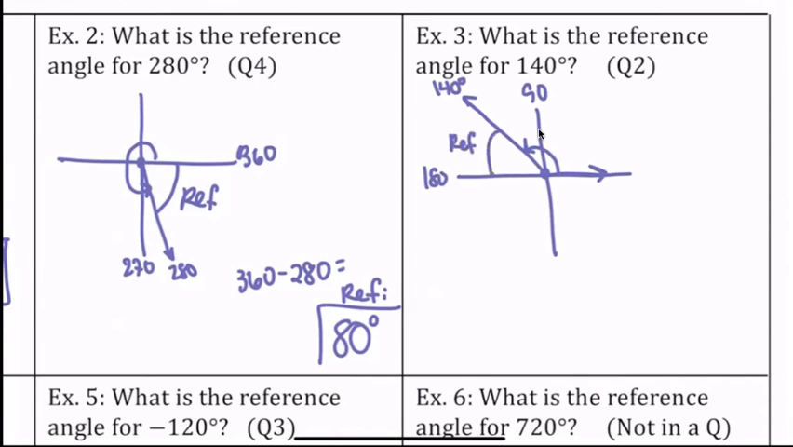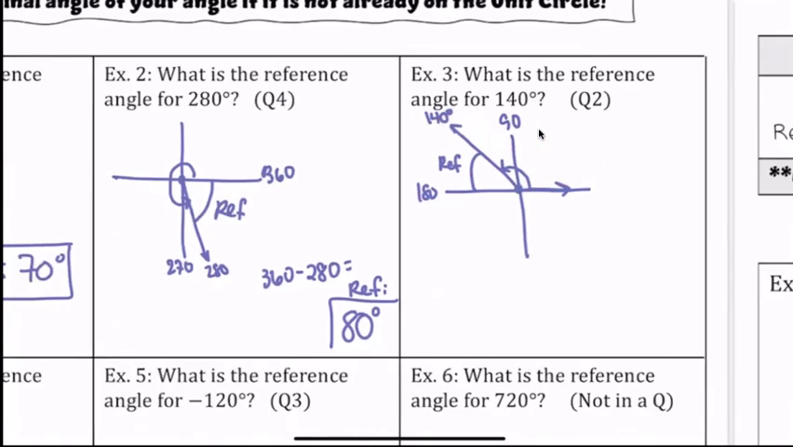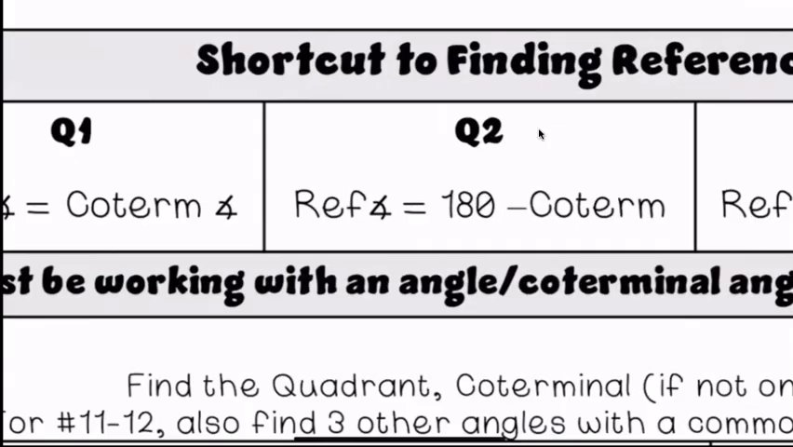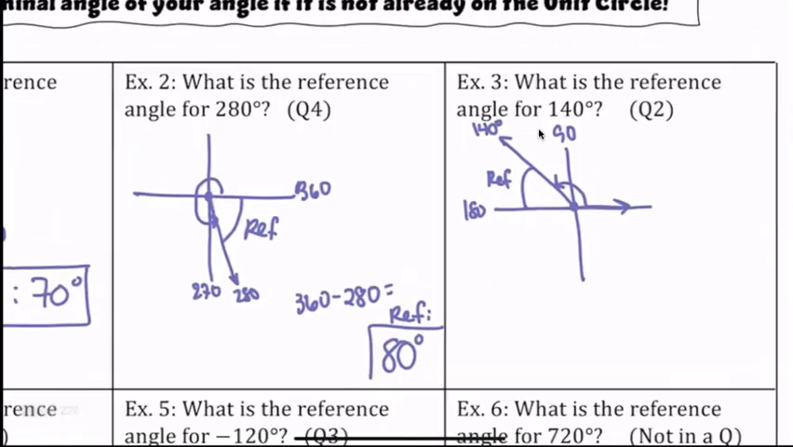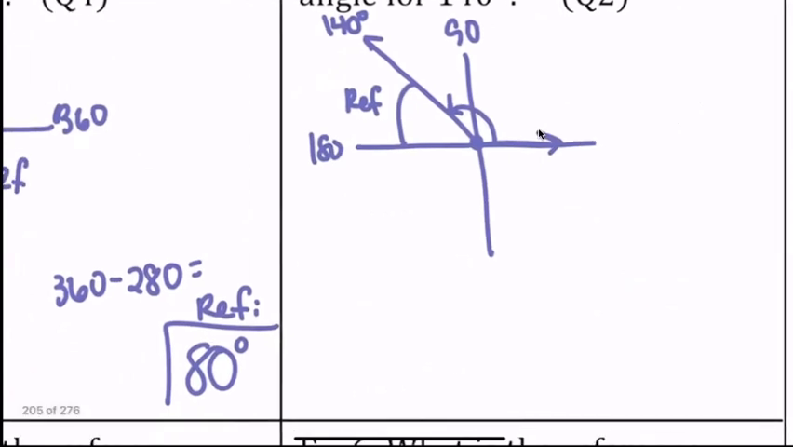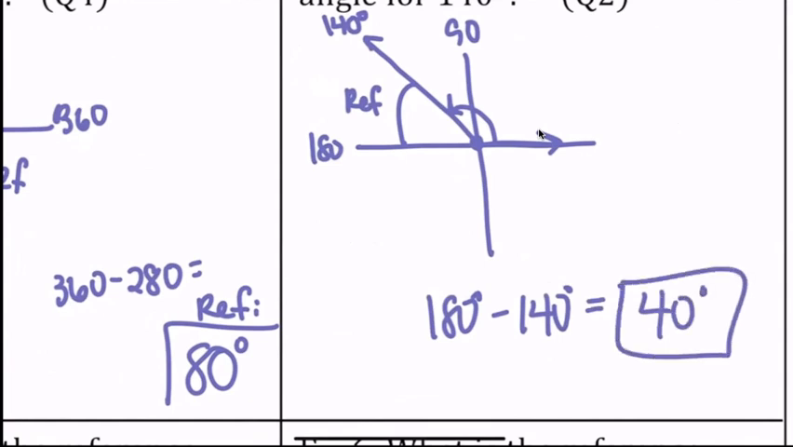I want the distance between this terminal side here and the x-axis. This time it's the negative x-axis. And I can see that here. According to my paper, quadrant 2, 180 minus the coterminal angle. Remember, coterminal just means it ends in the same spot as our angle. Minus 140, and that would be 40 degrees. And there you go.